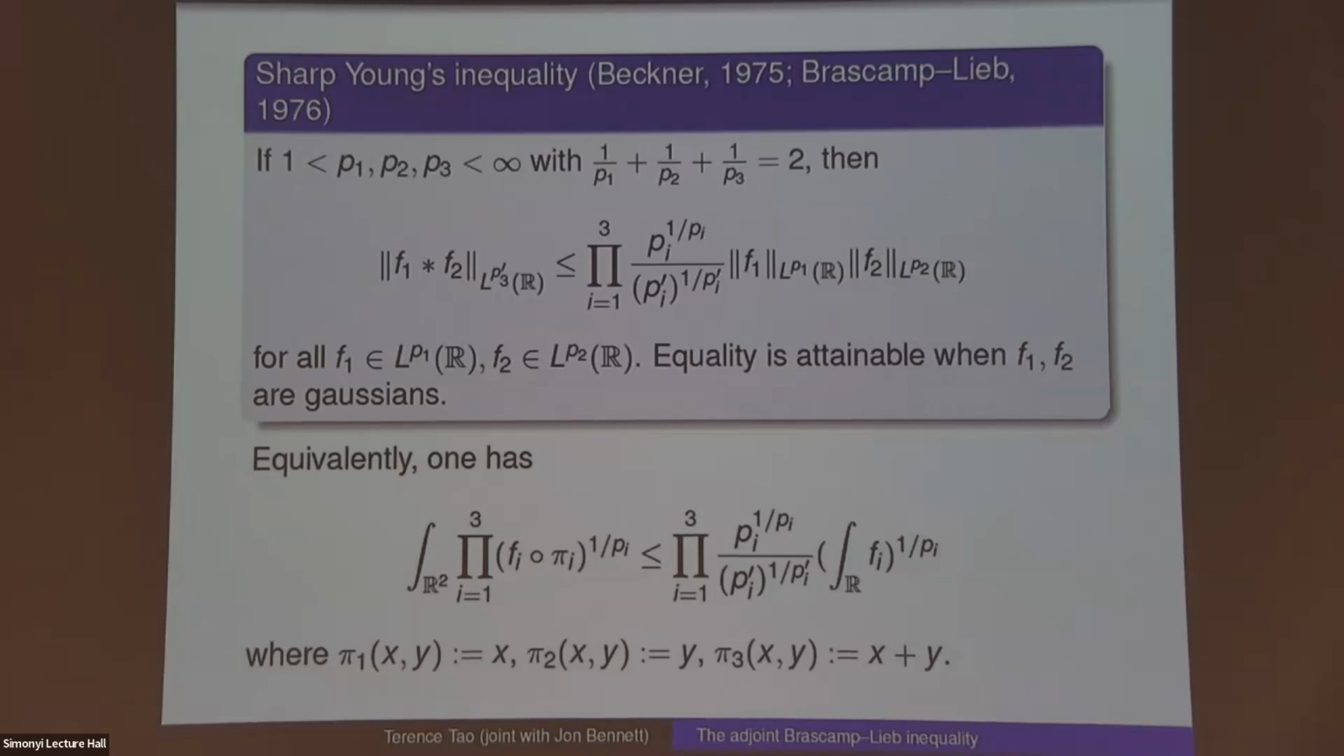So R2 you can project into R in 3 different ways. You can have (x, y) to x, to y, or to x plus y. So you have these 3 different projections. You don't have to choose these particular projections. You have a Young's inequality for any 3 projections in general position.